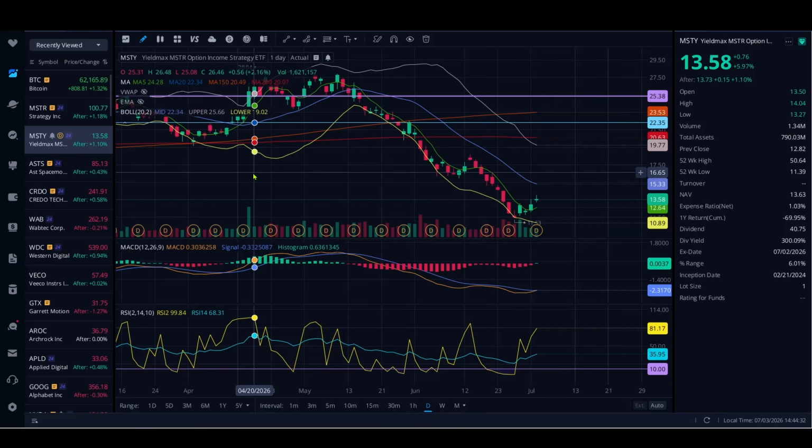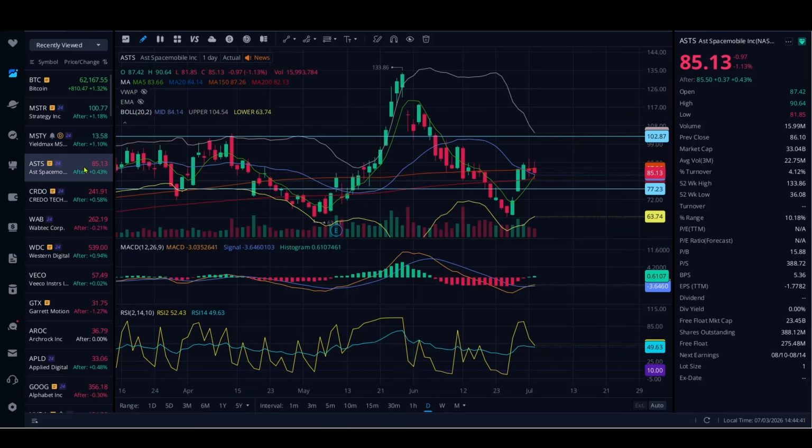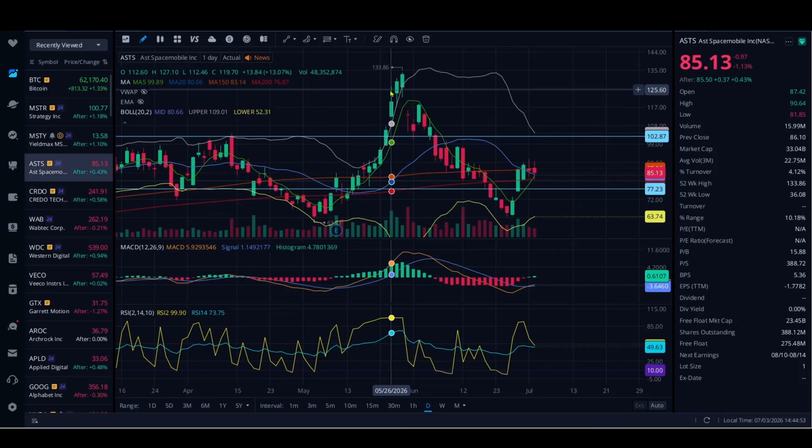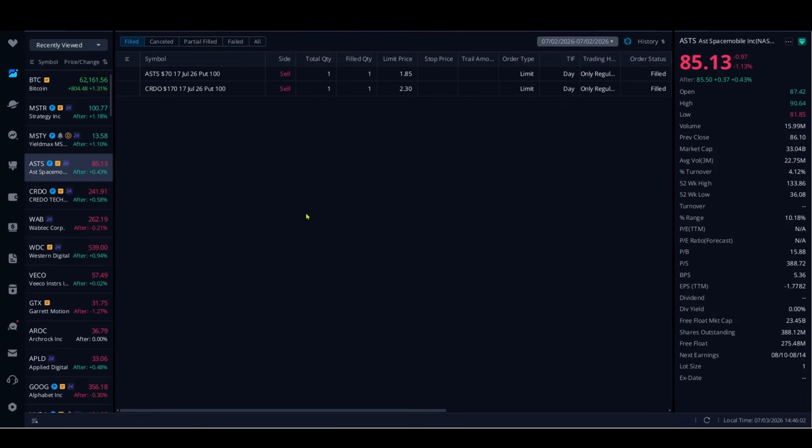Now, the two puts that I did sell right before the close of the day were on ASTS and CRDO. I sold puts on both of those, and by selling the put, that means that I earn premium. And for ASTS, we had a red day, and it was a bit lower than this when I sold that put. And if I take a look at my order here, you can see there's the ASTS. I sold a put for July 17th, and it's a $70 put. And that means that if the stock were to get down below $70, then I could be assigned those shares.